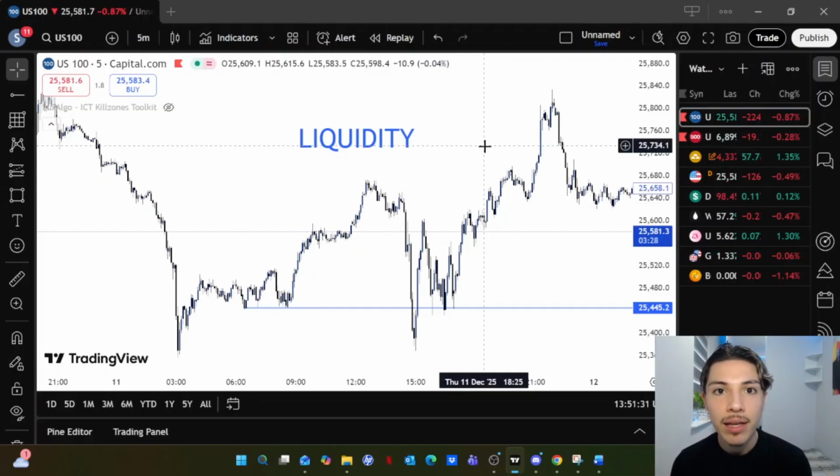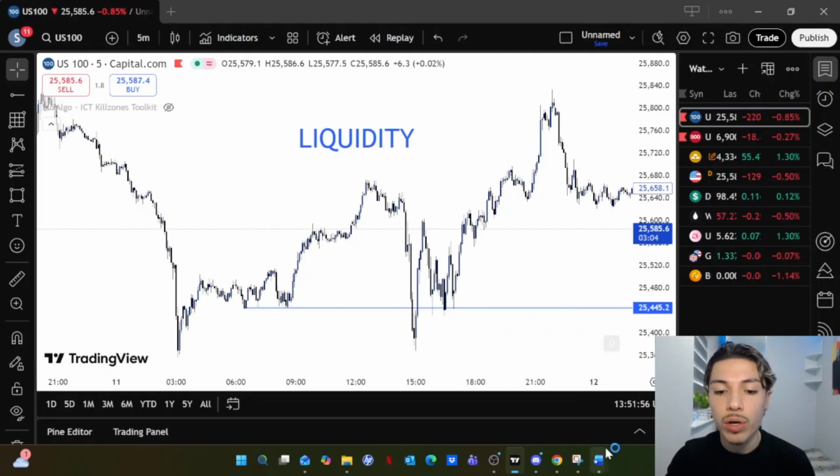Now, B, reversals. When we sweep out a key area or a strong draw on liquidity, it's a great indication or a great area for price to then give us a reversal. So that's why it can really help you out, because if you trade reversals like I do, all you have to do is wait for a sweep of a strong draw. Now, let's get right into it. Let's go through all the different draws on liquidity.